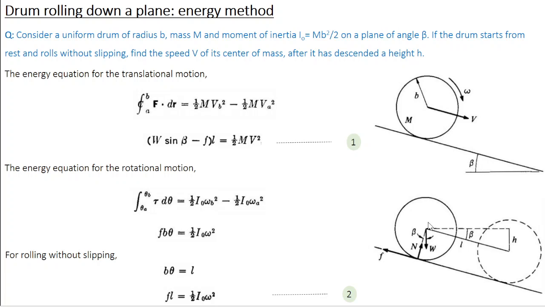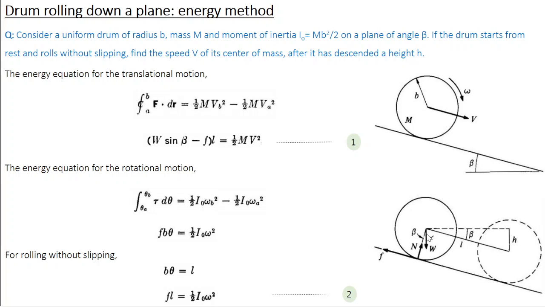So consider this is the initial position, which is at rest, and after some time it has descended a height h, so this is the new position. Going by the previous equation, this is position A and this is position B. And if this angle is beta, from geometry you can see this angle is also going to be beta. Let L be the length traversed by this drum corresponding to a descent of h. So L is the length, h is the height, this angle is beta, so sine beta equal to h by L.